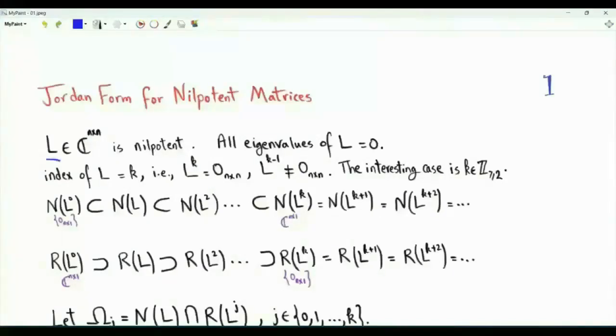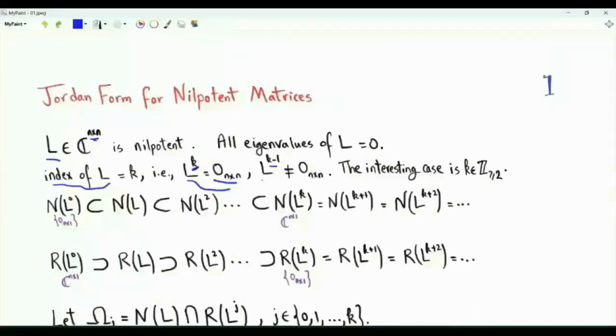This video is about the Jordan canonical form for nilpotent matrices. We have a matrix L that is of size n by n. It is nilpotent, which means that there exists a positive integer k less than or equal to n, such that L to the power k is the all zero matrix. The smallest positive integer k that gives this result is the index of matrix L. If we raise L to any smaller power, we don't get the all zero matrix.